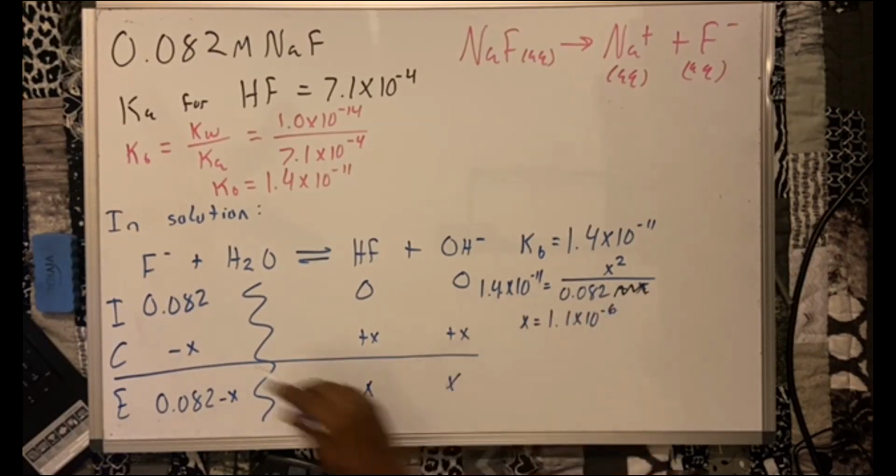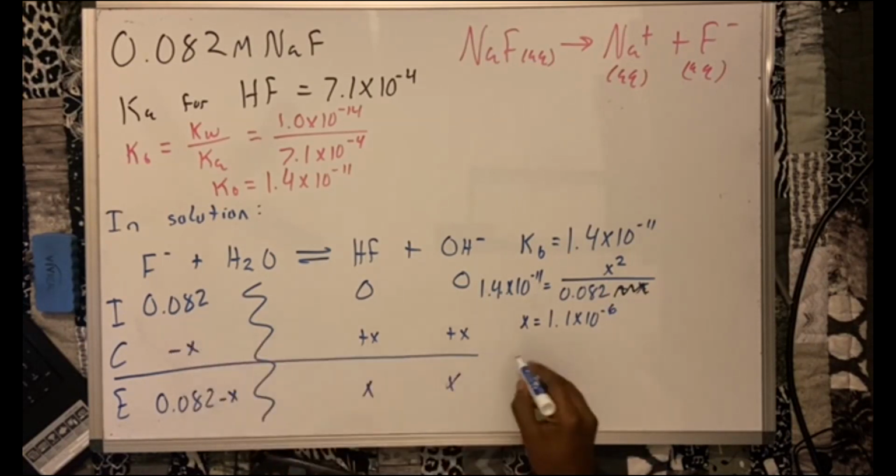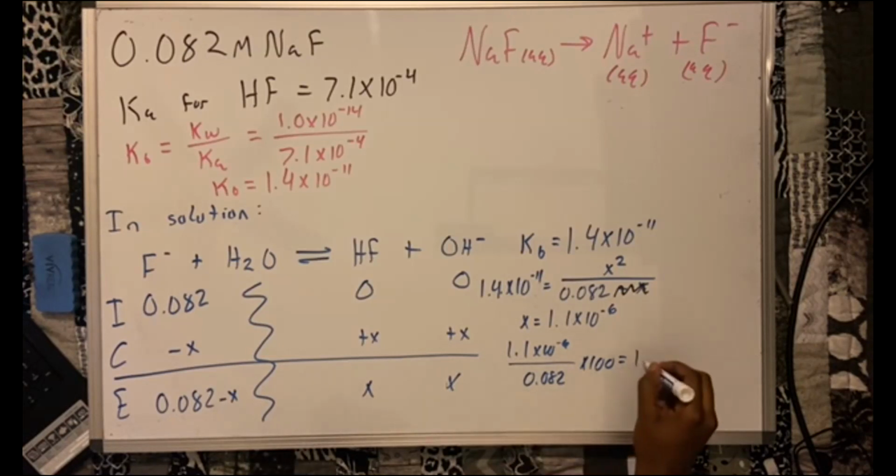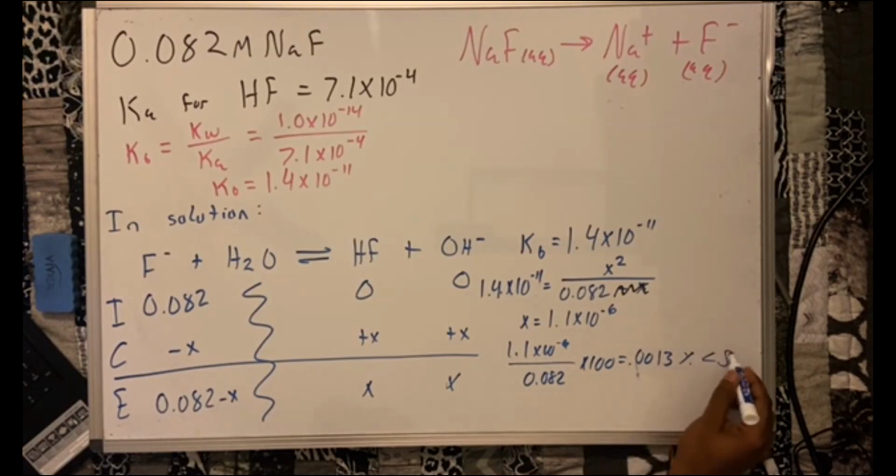Again, we have to check and make sure it's less than 5% of that. So 1.1 times 10 to the negative 6 over 0.082, times 100, is 0.0013%. Definitely less than 5. So we're good. Check mark. This is good.